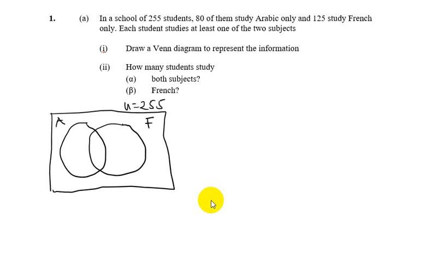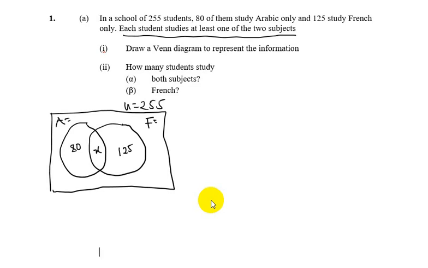Okay, so we are saying that 80 of them study Arabic only. If Arabic only, then it means that it is here, right? So 80, and 125 study French only. So that one too will come here, 125. So it means that we were not given the number of students who study both. You understand? And they said each student studies at least one of the two subjects. That means that there is no complement. So I'll have my x here.